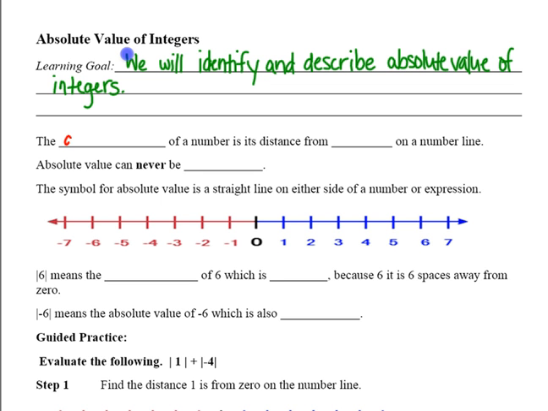The absolute value of a number is its distance from 0 on a number line. Absolute value can never, ever be negative.